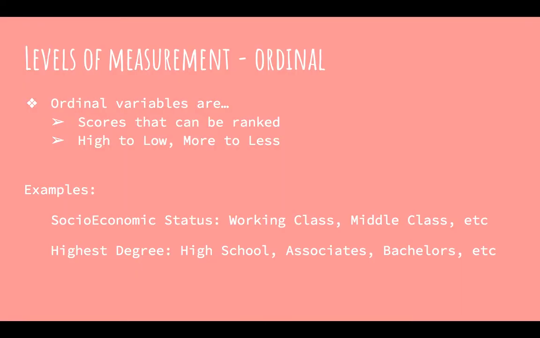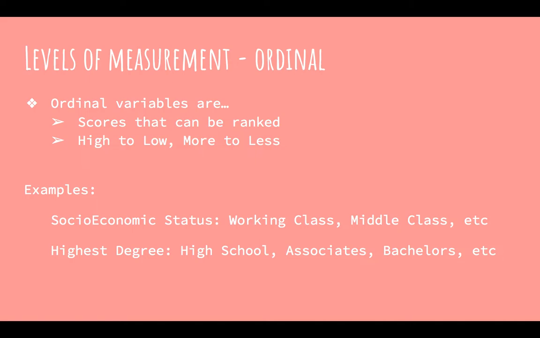When it comes to the ordinal level of measurement, those scores can be ranked. They can be ranked from high to low or more or less. So for example, socioeconomic status, we know that some people are working class or poor, some people are middle class, some people are upper class, and we can put some kind of ranking there in terms of how much resources they have. You could also do it by degree of school, right? So we can rank it. High school, we know, means you have less education than somebody who has an associate's degree, who then has a bachelor's degree, right?